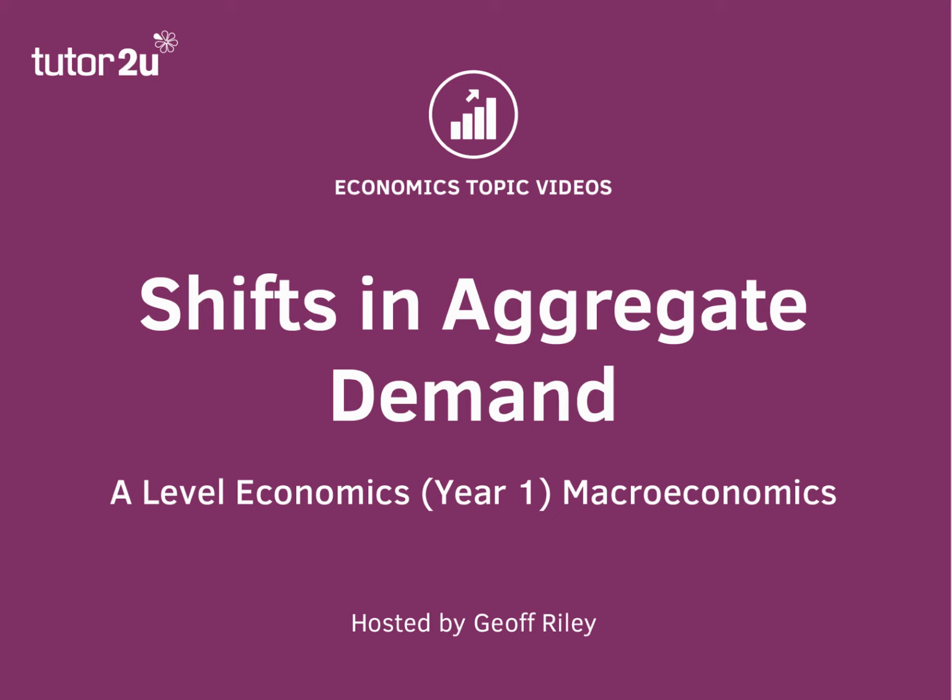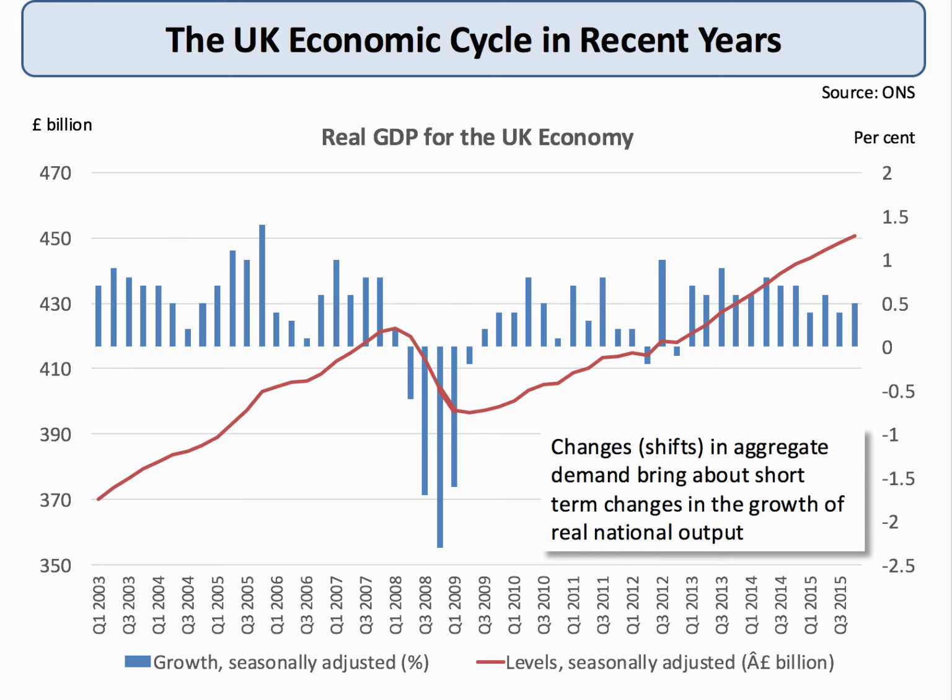It's macroeconomics and it's linked to our study of the economic cycle. This time we're going to focus on shifts in aggregate demand. Now don't forget, in the exam students are often required to use an AD-AS diagram, and you might be specifically requested also to show and explain the impact of a shift in AD on real output, real GDP, and also the general price level.